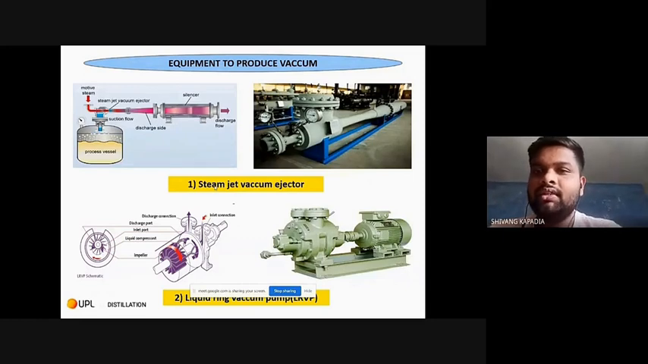How can we create vacuum in the distillation column? Based on two pieces of equipment, the steam jet vacuum ejector and the liquid ring vacuum pump, we can create the vacuum in distillation.